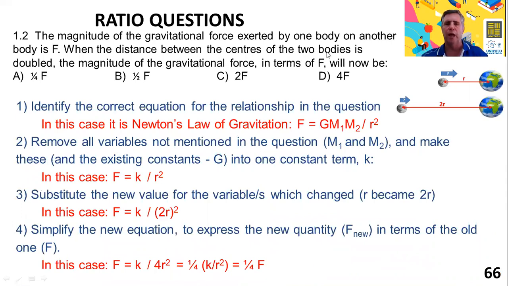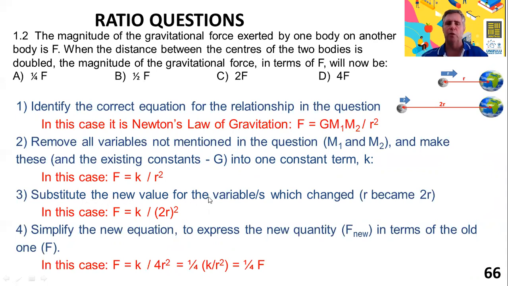Secondly, remove all the variables that are not mentioned in the question. The question says nothing about the masses changing, so remove them and make these and the existing constants like G into one constant term, k. So we rewrite the law of universal gravitation to say that only the radius, the distance between the bodies, is going to make any difference.